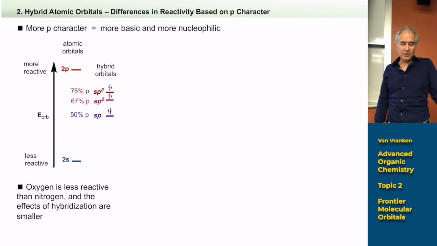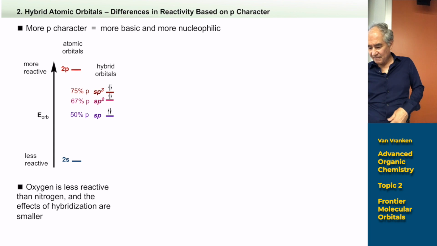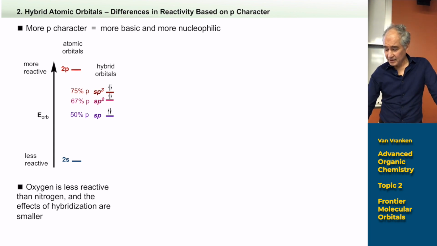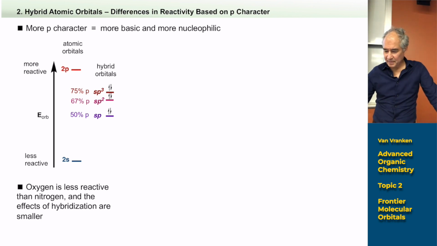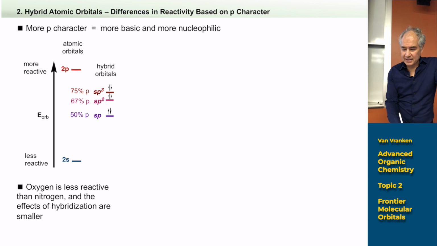You don't need to draw those diagrams. You don't even need to assign p character like this, the 50%, 67%, that sort of stuff. So that's very powerful, knowing that p character correlates with reactivity. Let's go ahead and take some examples here.